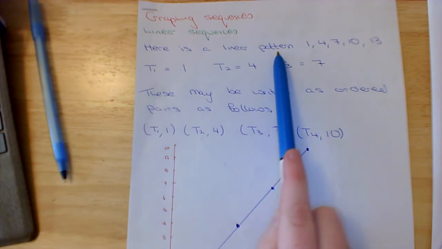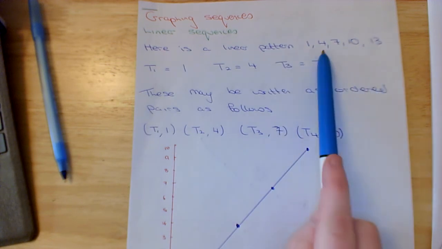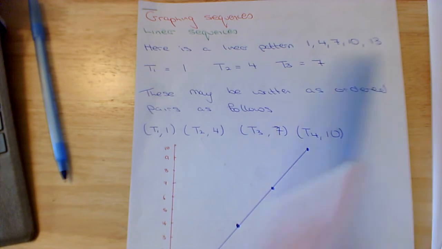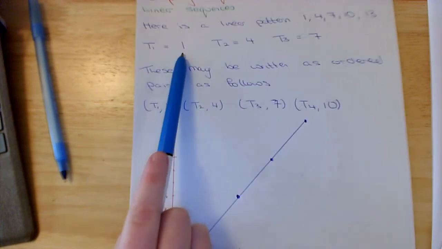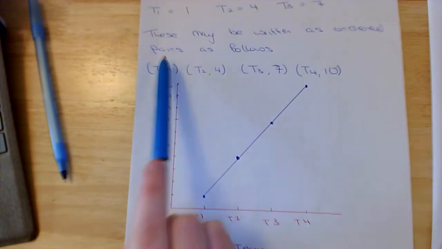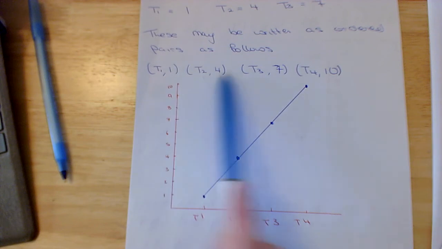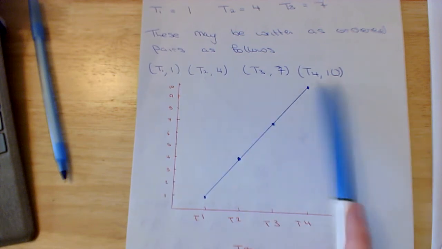So here is a linear pattern: 1, 4, 7, 10, 13. The first difference is 3 between all these terms. Term 1 is equal to 1, term 2 is equal to 4, term 3 is equal to 7. They can also be written as ordered pairs as follows: T1, 1; T2, 4; T3, 7; T4, 10.